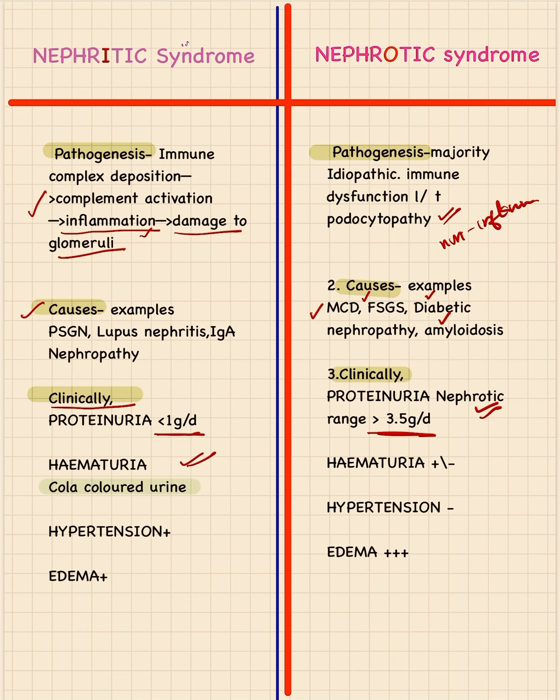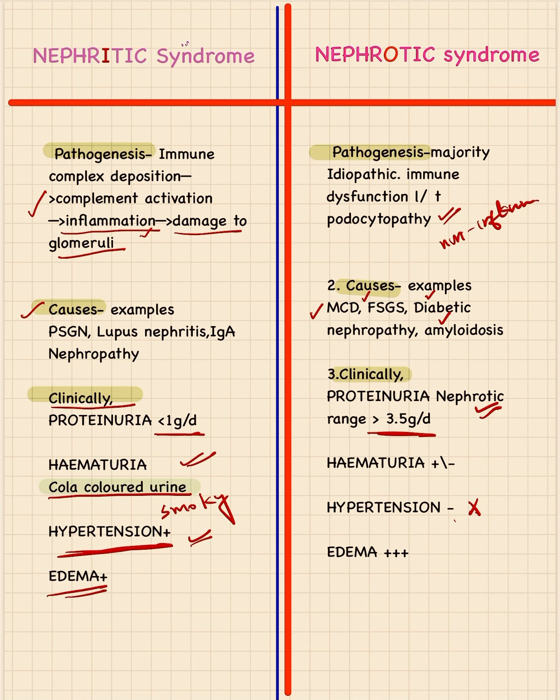Hematuria is marked in case of nephritic syndrome, and we even get cola colored urine, or sometimes we also call it smoky urine, because of hematuria. RBCs are coming in the urine, and those RBCs are also dysmorphic. And in nephrotic syndrome, generally hematuria is not seen, but can be seen if the disease is advanced. Then hypertension is also seen commonly in nephritic syndrome, and it is not seen in nephrotic syndrome.